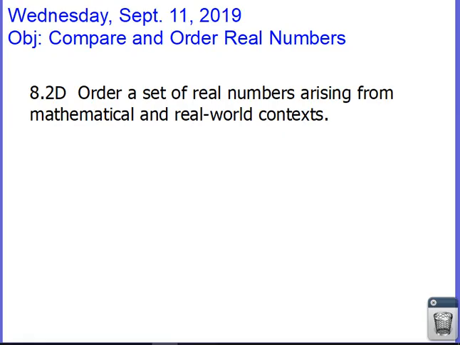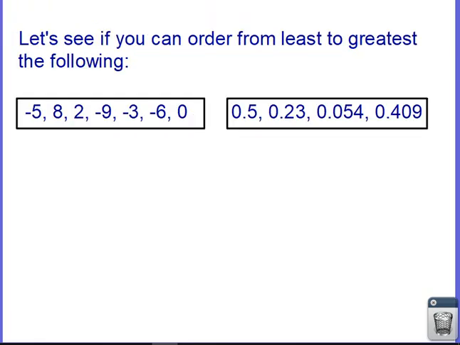Okay, so let me give you a very simple set of numbers to put in order. Here are two sets in which I want you to put in order. So we look at this first one. It says, let's see if you can order from least to greatest. So this first set, we've got -5, 8, 2, -9, -3, -6, and 0. And I want you to put this in order from least to greatest.